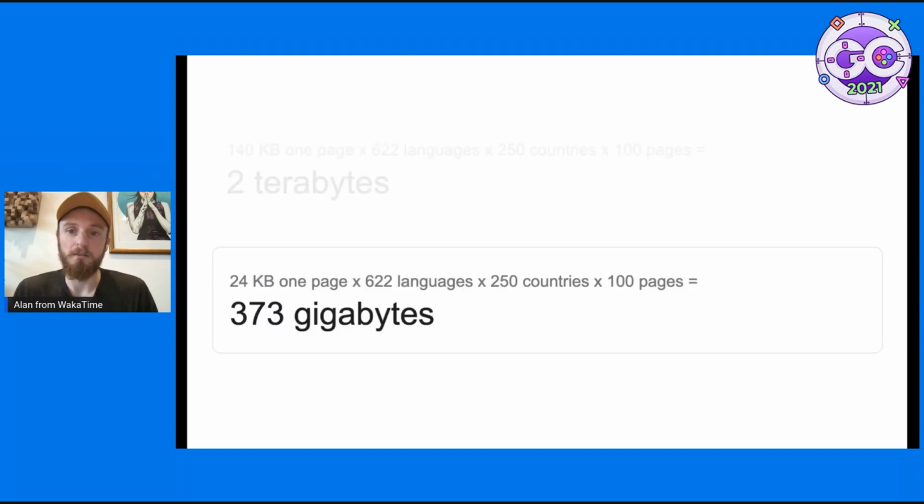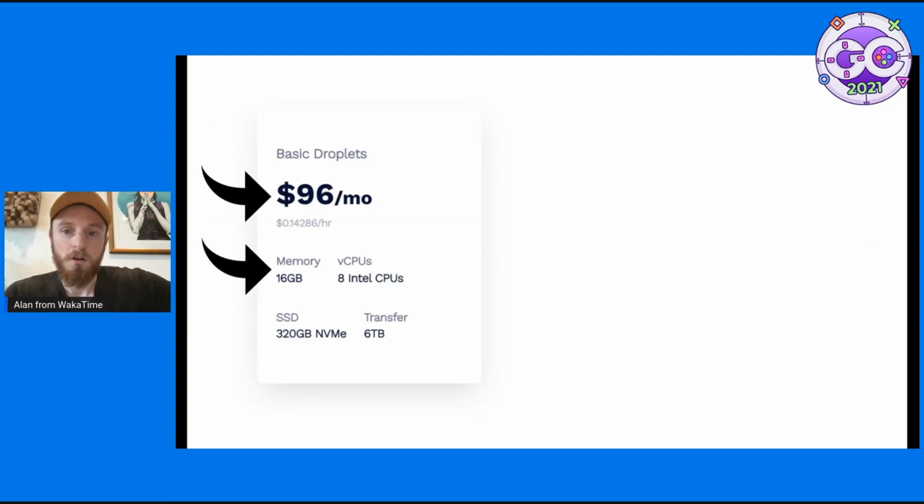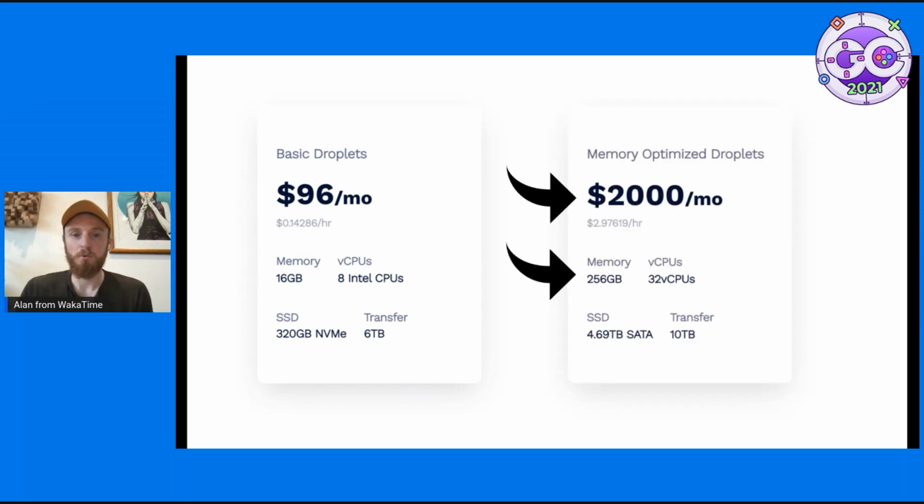Thankfully, we can compress that down to about 24 kilobytes per page, but still that's about 363 gigabytes of data that we have to cache. 300 gigabytes is much more than the 16 gigabytes of RAM we have. So on our DigitalOcean droplet here, the RAM that we have available won't be enough to cache all of those leaderboards. So what do we do?